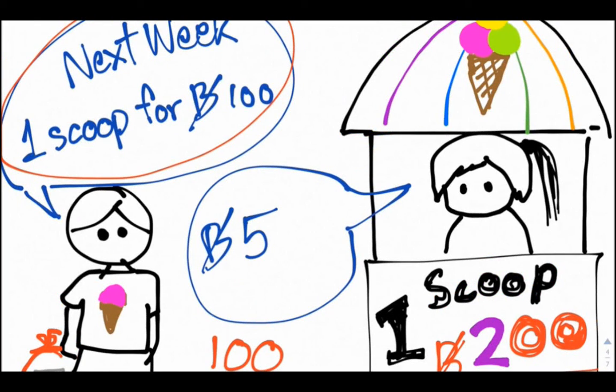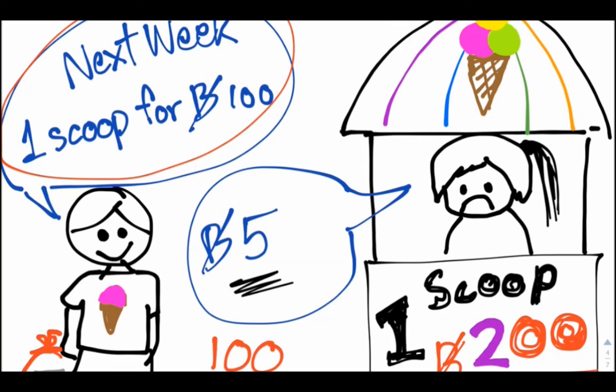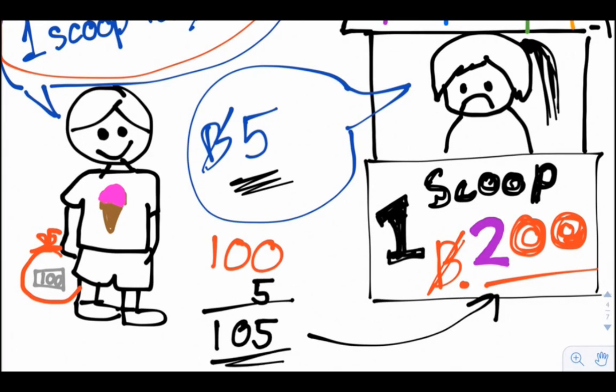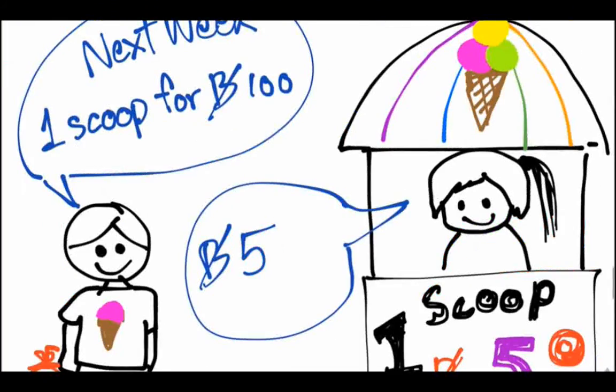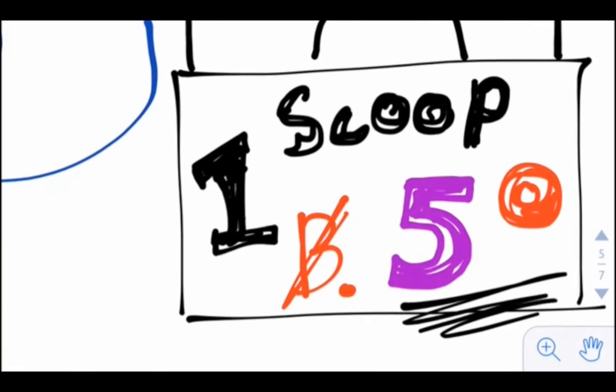And the ice cream seller is going to be sad because she cannot sell at 200 baht. She had to sell at 100 baht for Mr. A. The total price that he paid for this scoop was 105 baht because of the 5 baht premium that he has already paid last week. And this is still a better deal for him because he doesn't have to pay the full price, which is 200 baht. The second scenario is when the price is going down to 50 baht per scoop.